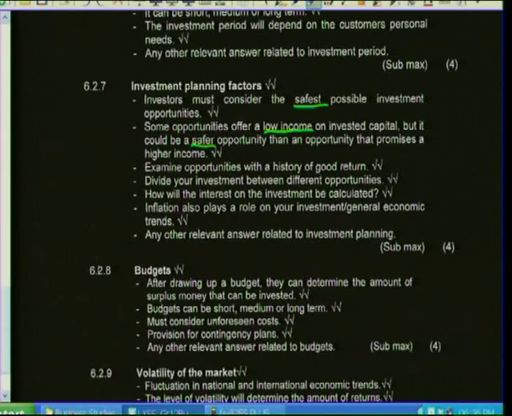But they're saying here, examine opportunities with a history. You need to go and make sure. Look into your different investment opportunities.